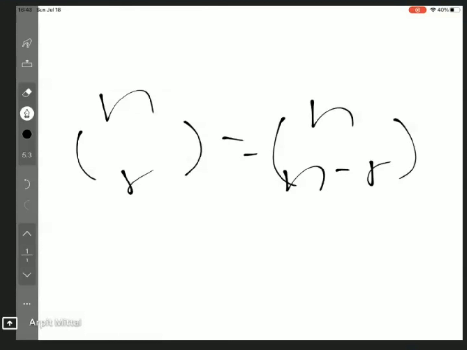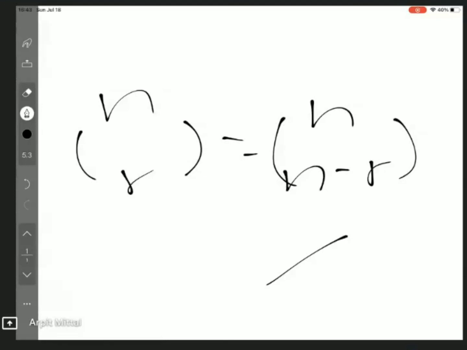So let's say choosing r people from n to be on a committee is the exact same as choosing n minus r people to not be on the committee, because for every way that we choose those n minus r people to not be on the committee, we have the remaining r people to be on the committee. So they're both counting the exact same thing, which means that they're both equal to one another.